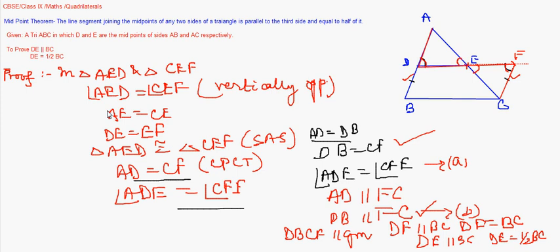The converse theorem says: if the line drawn through the midpoint of one side of a triangle is parallel to the third side, that means if you are drawing the line from D and it is parallel to the side BC, then it intersects the third side also at its midpoint. That means E becomes the midpoint automatically. That's the converse of the midpoint theorem. Let's see some application of the midpoint theorem.